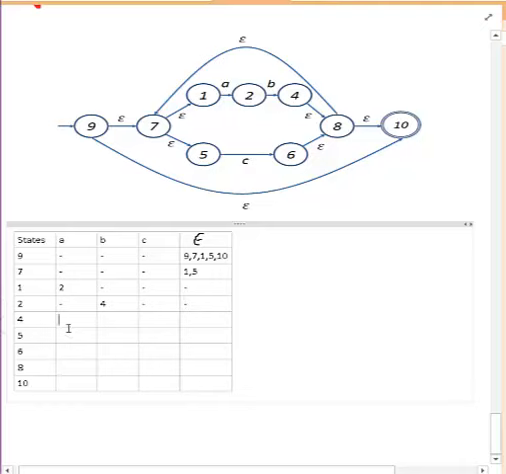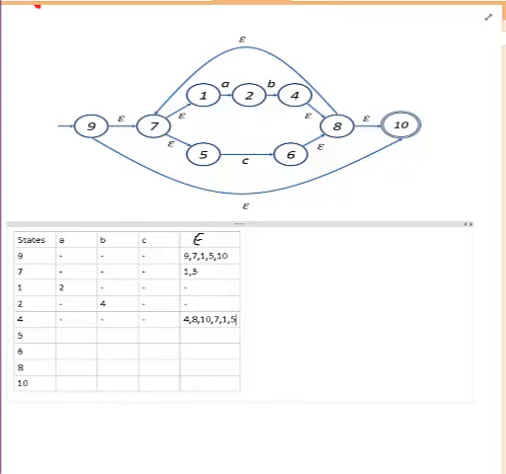On 4, on A I'm moving nowhere, and on B and C nowhere. But on epsilon on 4 I move to 8. From 8 I can move to 10. From 8 I can also move to 7 and 1 and 5. So they are all in the set for 4. Firstly on epsilon I can move to 4 itself, so I have to write 4 also. So it's the set 4, then 8, then 10, then 7, then 1, then 5.